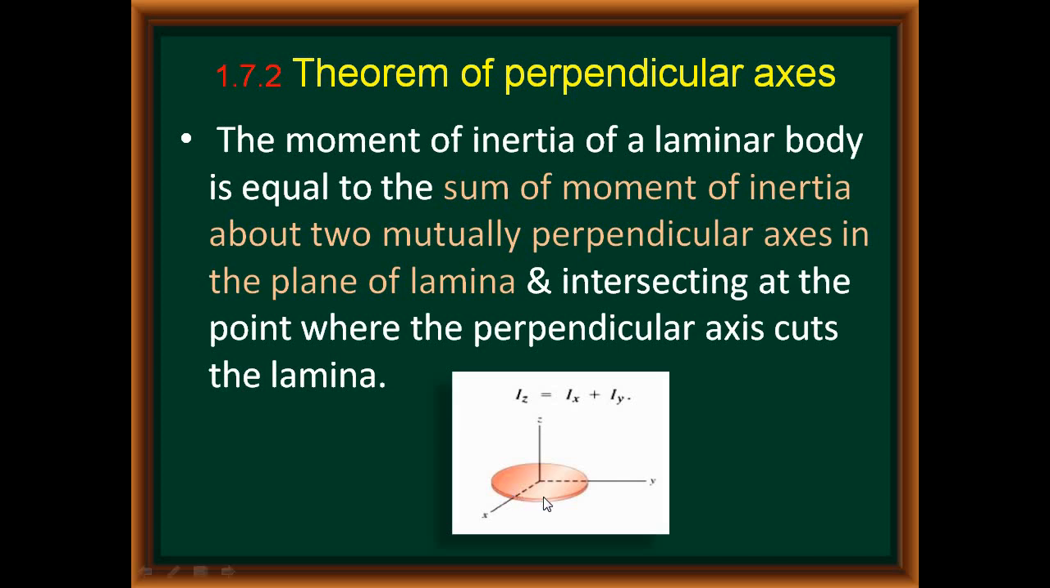In this diagram we can see one laminar body. This body is in the horizontal plane of the xy axis which are perpendicular to each other, and there is a third axis which is perpendicular to both x and y axis, and we are going to find the moment of inertia of a lamina about the z-axis. These three axes are mutually perpendicular to each other, and according to the theorem of the perpendicular axis, we can obtain Iz is equal to Ix plus Iy.